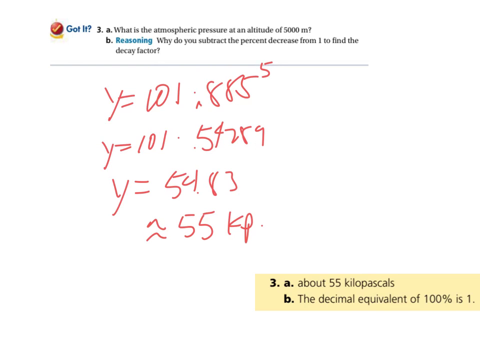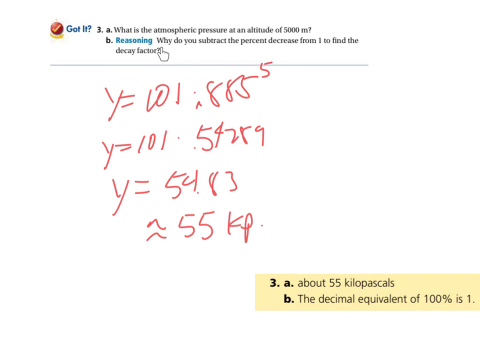So again, where do the numbers come from? Let's make sure we understand that part. This 101 is the pressure at sea level. Here, 0.885 is 1 minus that 11.5% expressed as a decimal, so 1 minus that. And up here is the number of meters in thousands of meters.